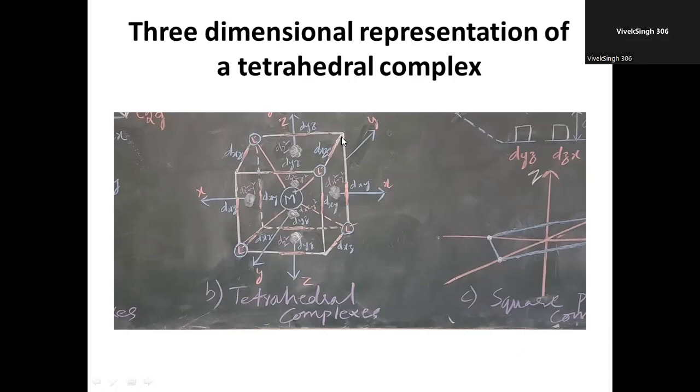This is an edge of the cube, this is another edge, this is another edge, this is another edge. So these are all the edges of the cube. These orbitals are present along the center of the edges of the cube. Now when the orbitals are present along the center of the edges of the cube, they are a little bit influenced by the ligands. Okay, now when they are influenced by the ligands, what will happen, we will see in our next slide.